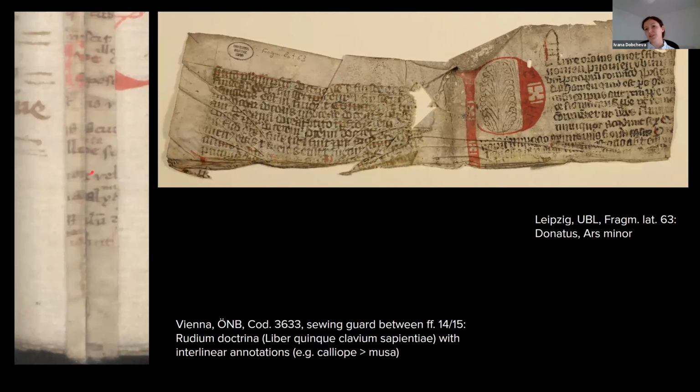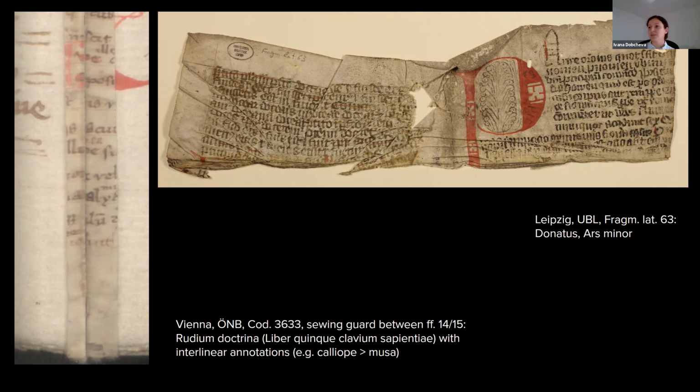Here is an example where one can see a margin annotation of Calliope, and above it, well, I don't see it quite well in the digitalization, but in situ one could definitely read Musa. And then you have an example from Leipzig. We have a double leaf from Donatus Ars Minor. Well, again, not an uncommon book, you would say, but it is important evidence to see exactly what the books looked like, how many quires they had, what kind of script, and how they were written.